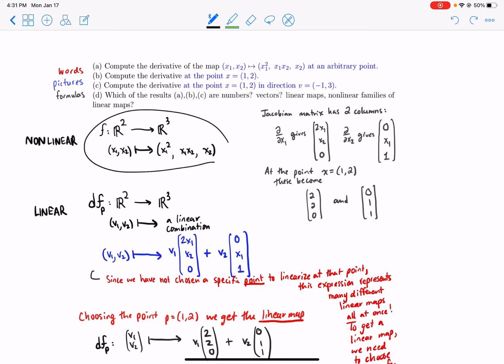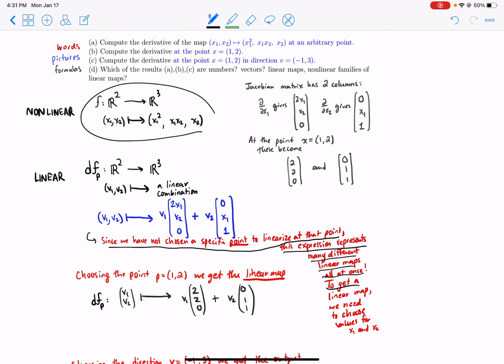And then I said in words, since we have not chosen a specific point to linearize at, this expression represents many different linear maps all at once. To get a specific linear map, we need to choose values for x1 and x2. These need to become actual vectors. And then the variables are going to be these coefficients.